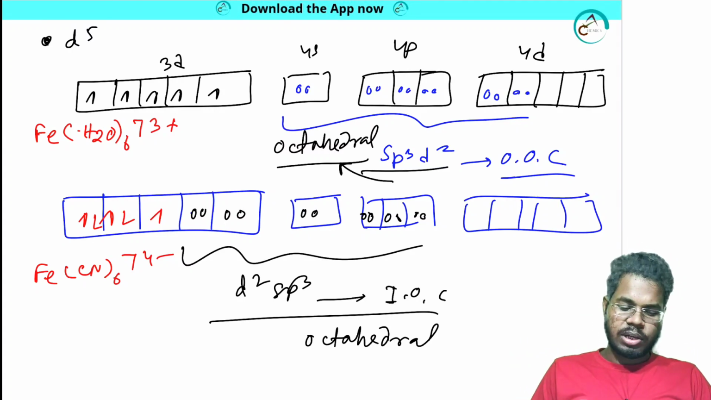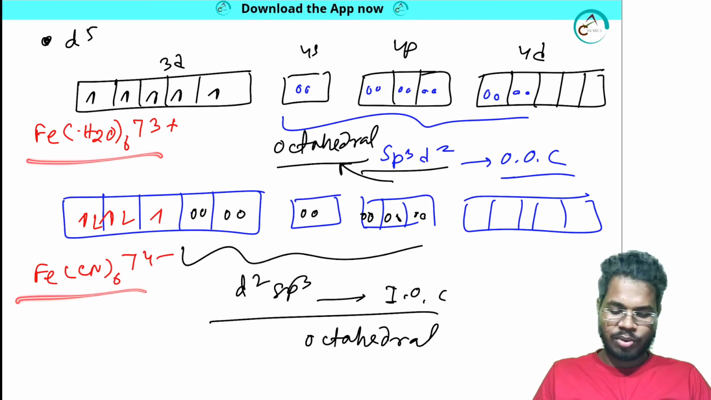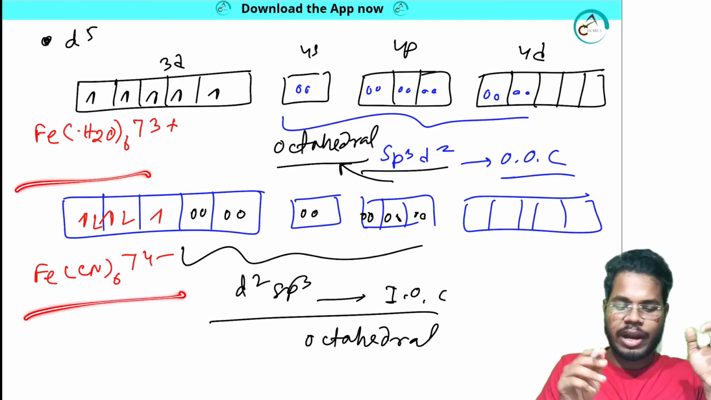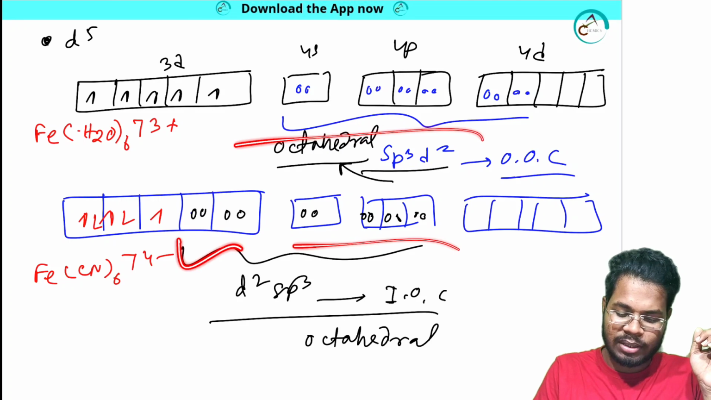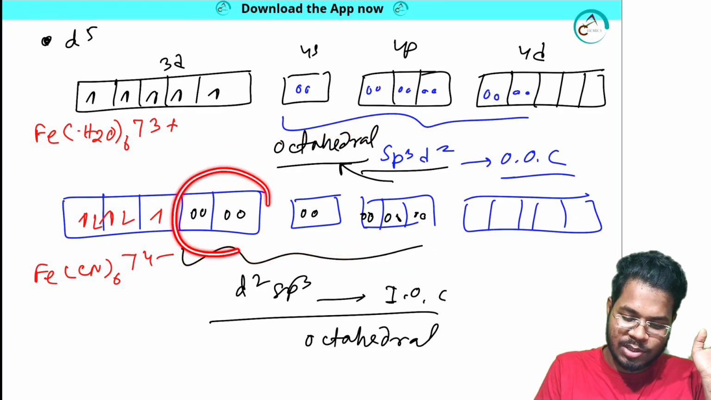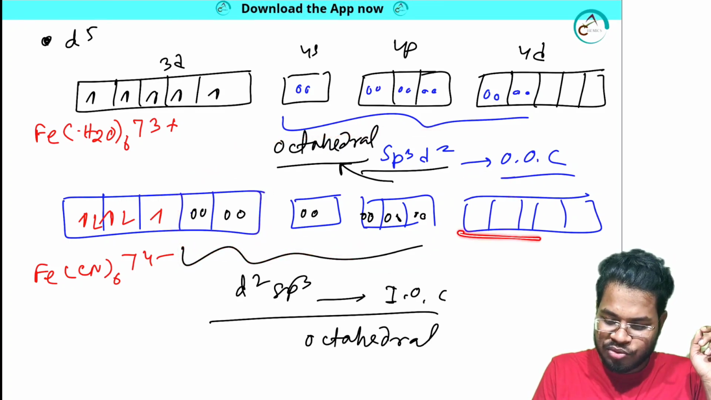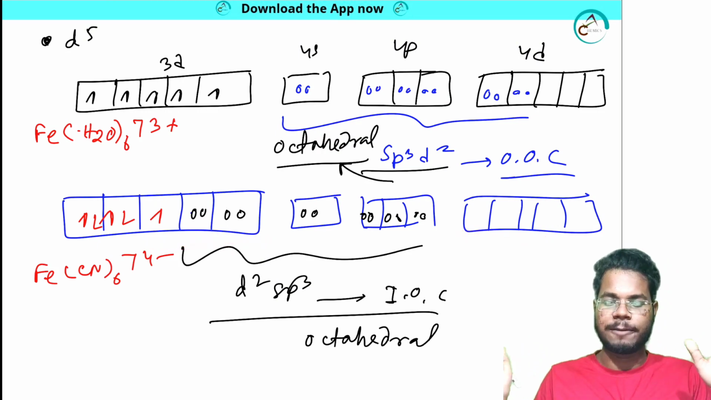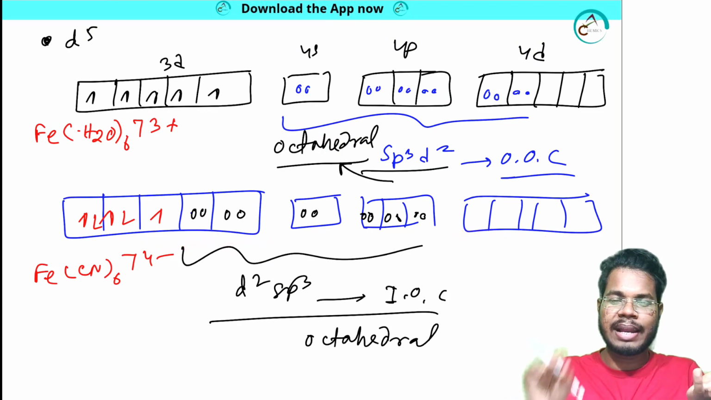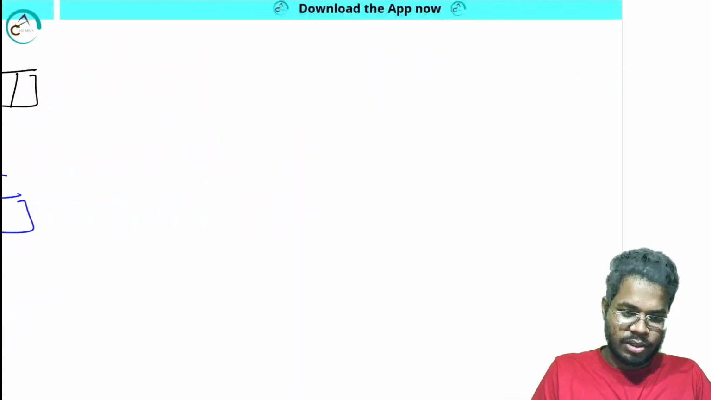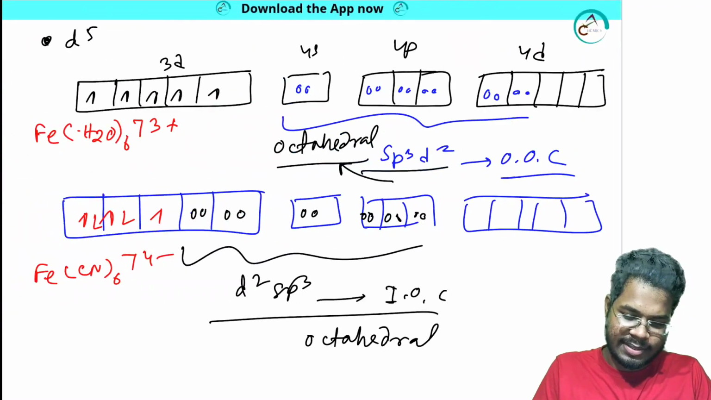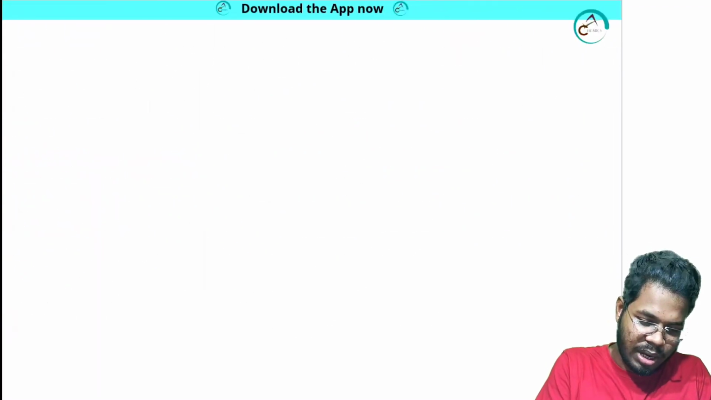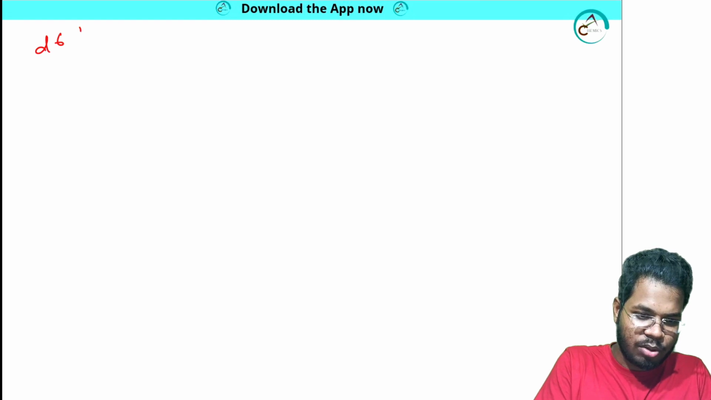Okay, done. So you can get the idea, and do one thing: take the structures and try to get the hybridization. Do not forget that for these two and these two, you cannot use 3d from here, because the reason is direct interaction. I told you the reason. So taking d5, and let me take d6, you can do d6 in a similar way.